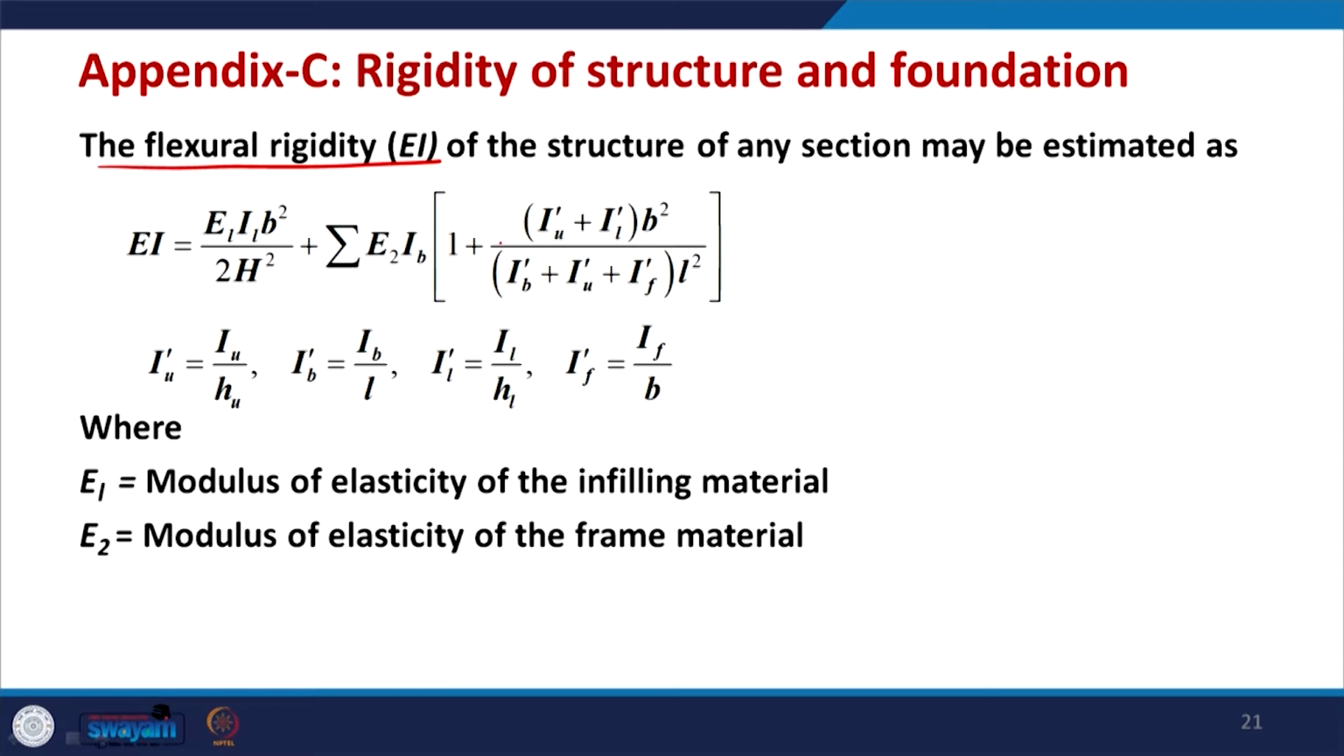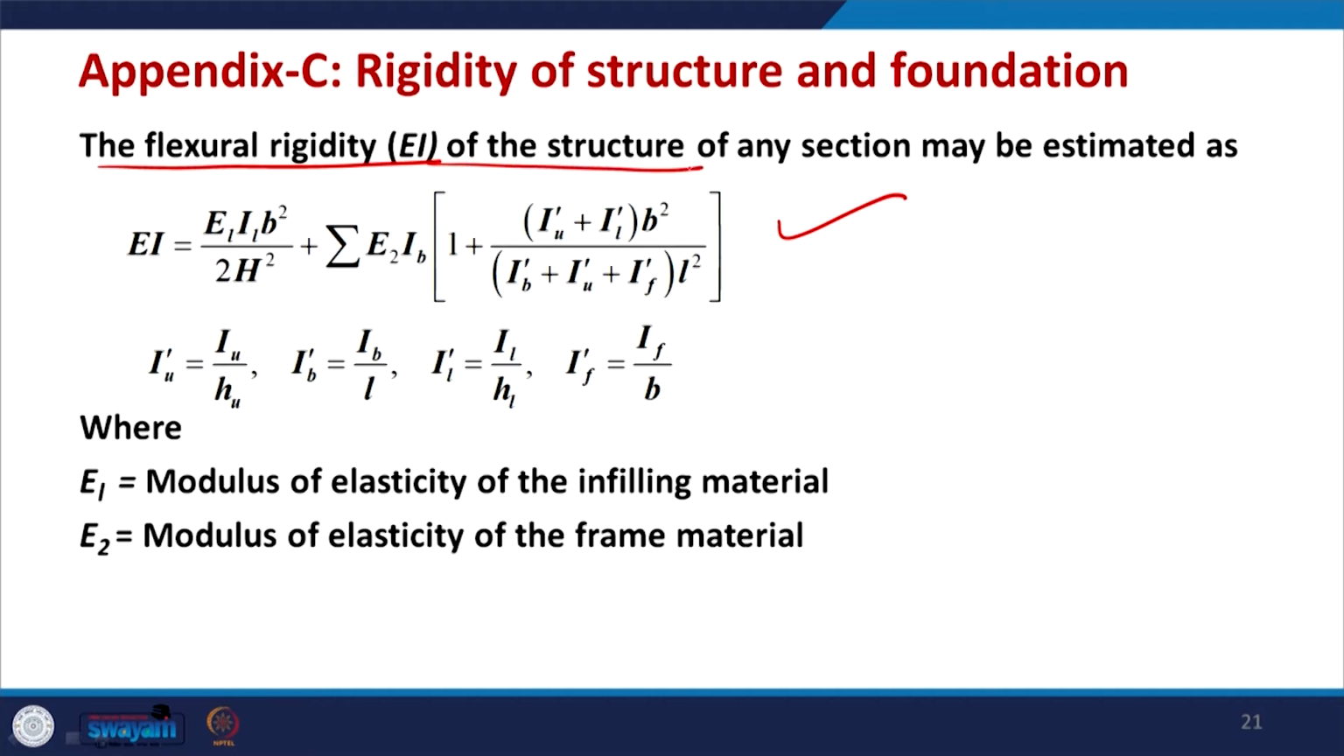If you see this equation, this bracketed quantity is a ratio only, because you have IU here the same, and B square and L square have the same units. So, this will altogether be dimensionless. Then E2 and IB are one factor, and EL and IL. EL is the modulus of elasticity of the infilling material, and E2 is the modulus of elasticity of the frame material. So, EL and E2 are defined here, IL has already been defined, B and H have already been defined. So, using this relation you can find the value of EI, the flexural rigidity of the structure.